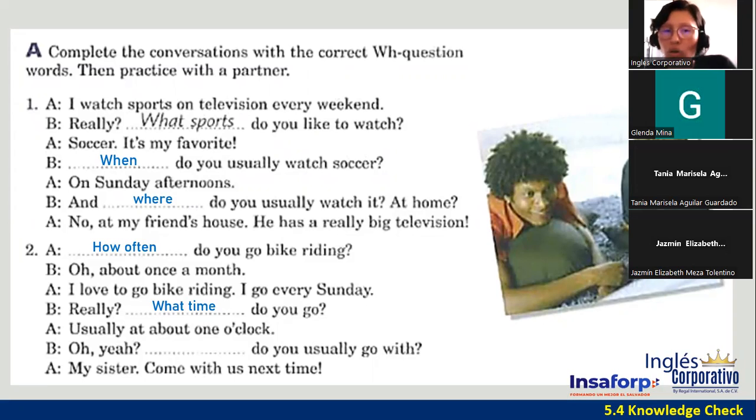Usually at about 1 o'clock. Muy bien. Y la última dice, my sister es la respuesta. ¿Cuál es la WH word que necesitamos acá?